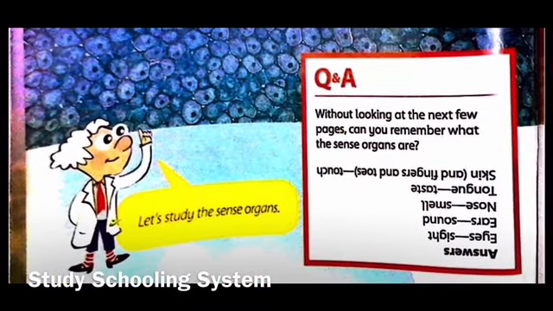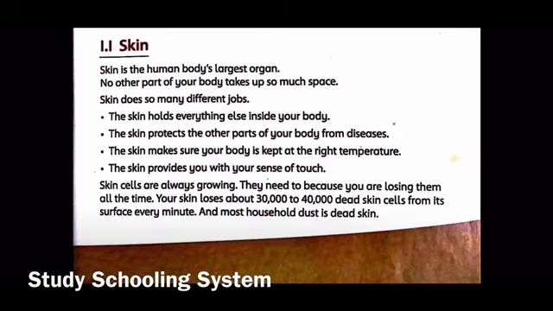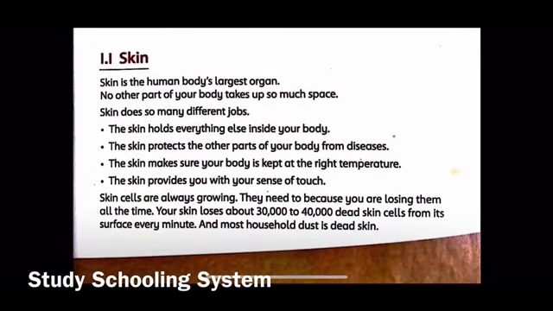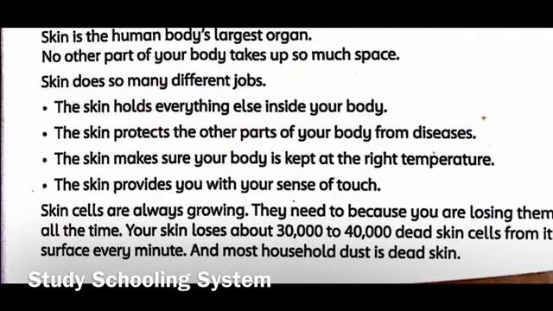Now let's study the sense organs. We are going to do Unit 1.1 Skin today. Let's read and then you will also read at home yourself so you can understand better. Skin is the human body's largest organ. No other part of your body takes up so much space. Skin does so many different jobs. The skin holds everything else inside your body. The skin protects the other parts of your body from diseases. The skin makes sure your body is kept at the right temperature. The skin provides you with your sense of touch.